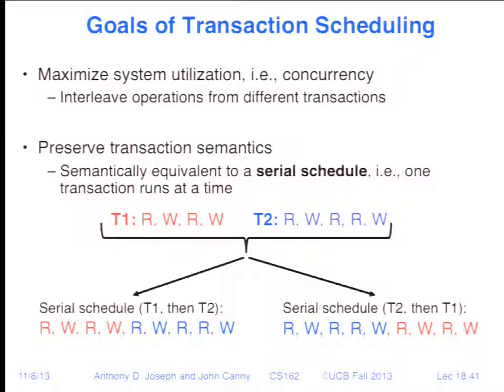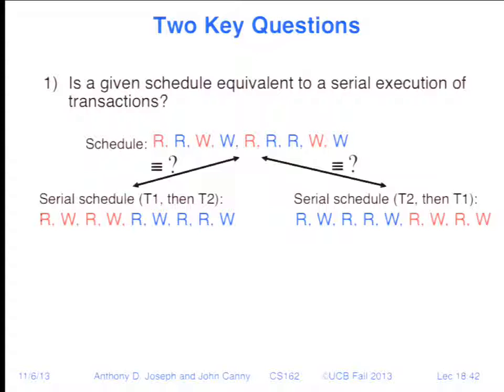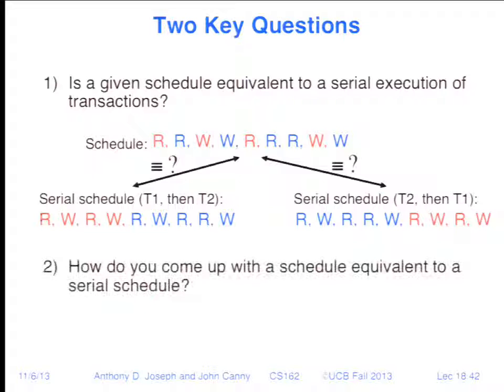And if we have some other ordering, ideally, we'd like to show that it's going to produce the same result as one of these. So that's the goal of the step. Here's a new schedule. We've interleaved the steps. How do we check whether the new schedule is equivalent to one of these two?